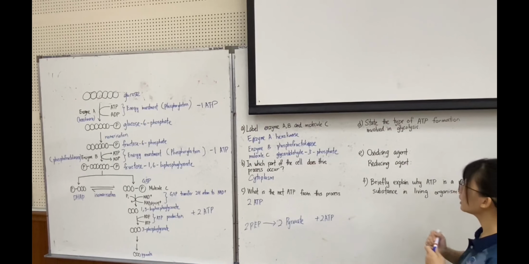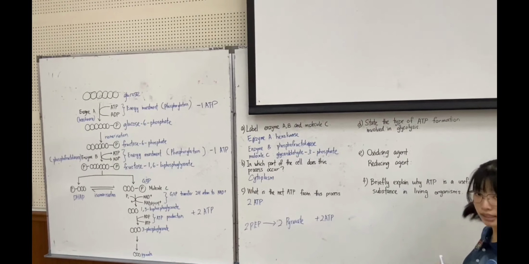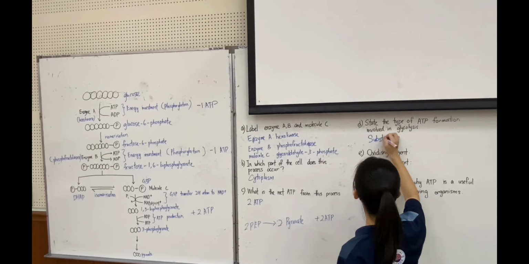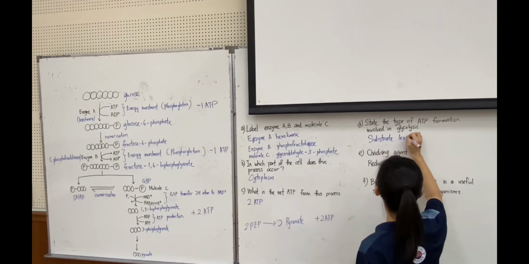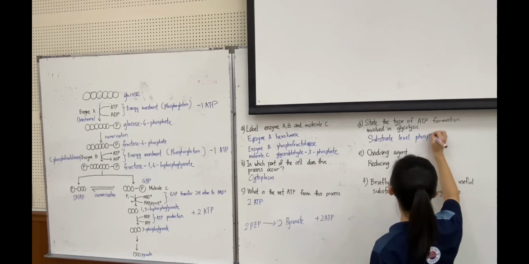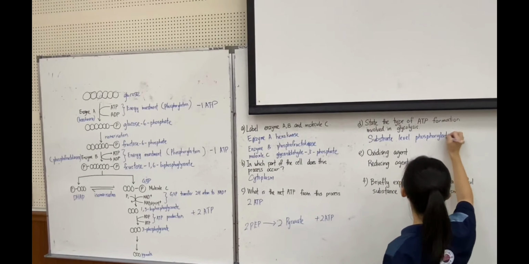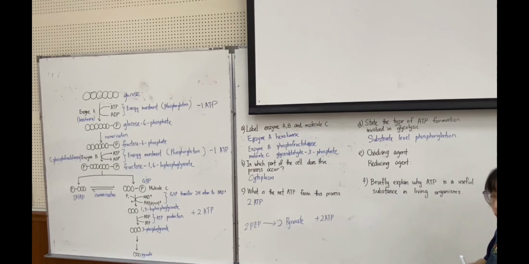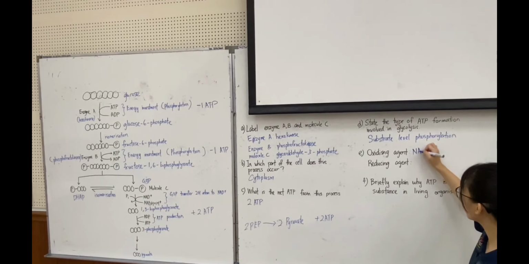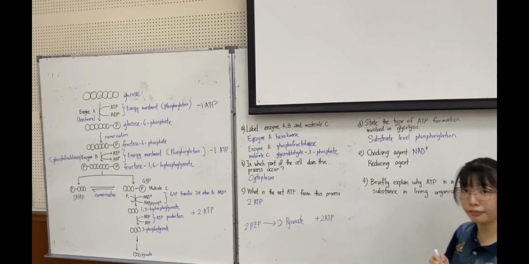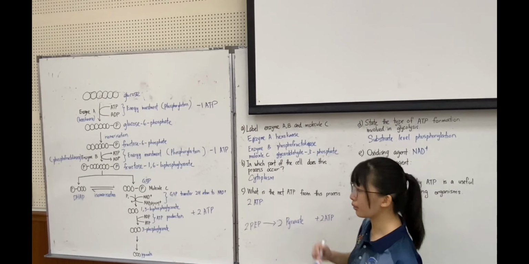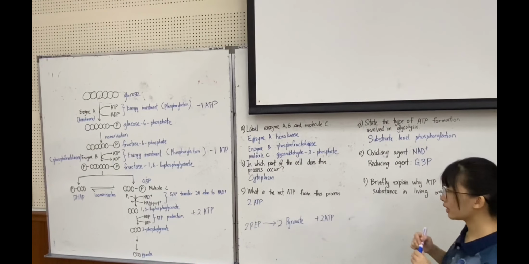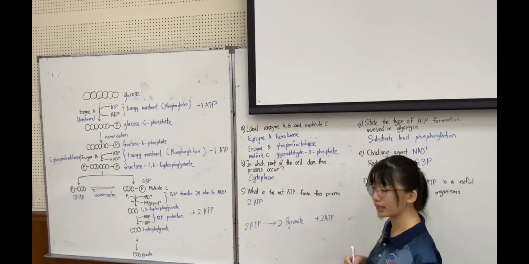And for the B question, state the type of ATP formation involved in glycolysis. It is substrate level phosphorylation. And the oxidizing agent, it is NAD+, because it receives electrons to form NADH and also H+. And the reducing agent is G3P, because it transfers 2 H atoms to NAD+.